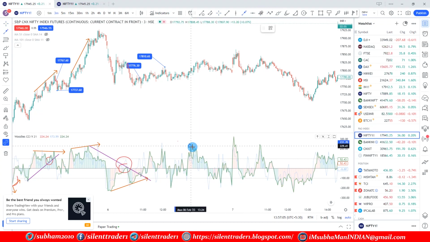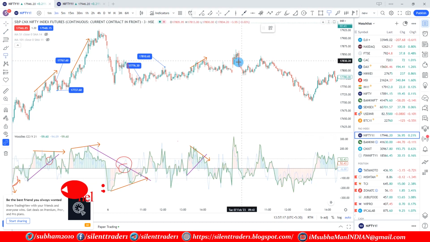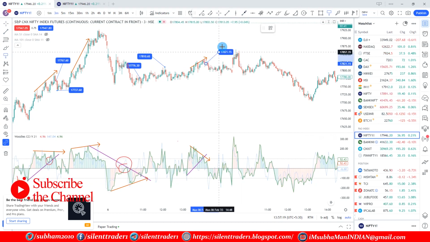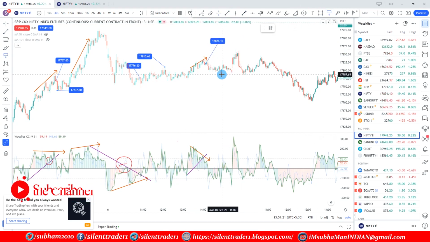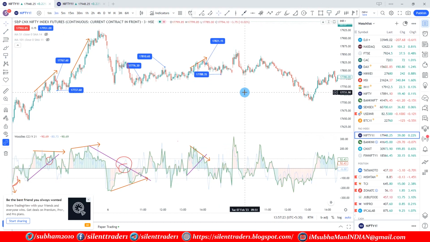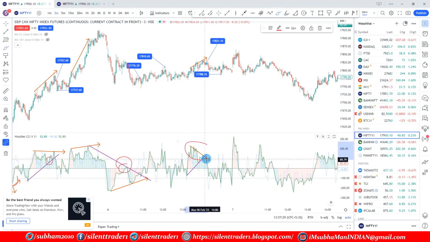Next one, CCI negative trend, price positive trend, but also risky because of the noisy CCI pattern and unclear CCI middle hook. Sell sign at 17821 and low made 17788.